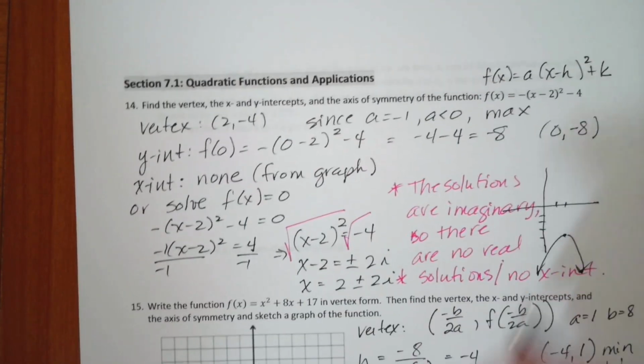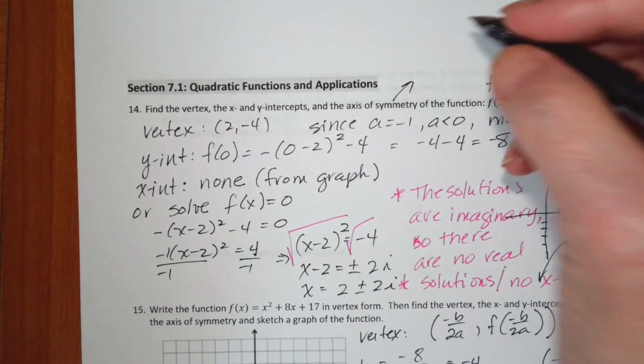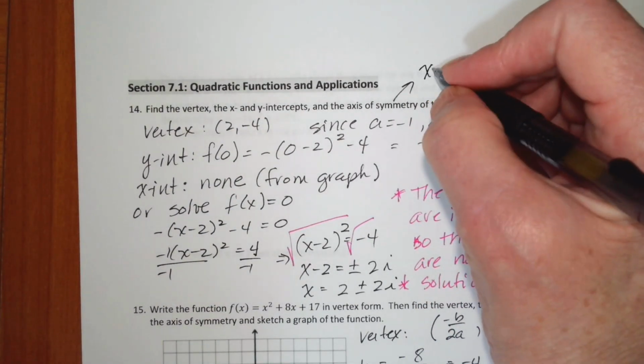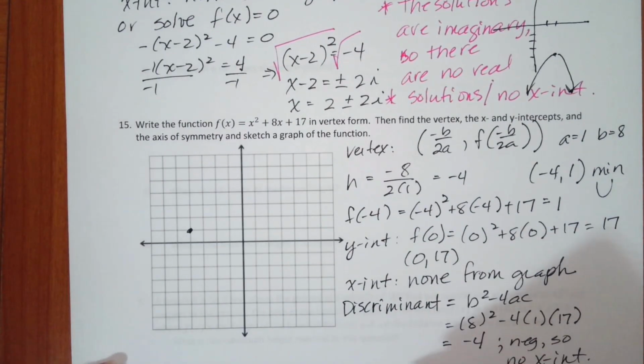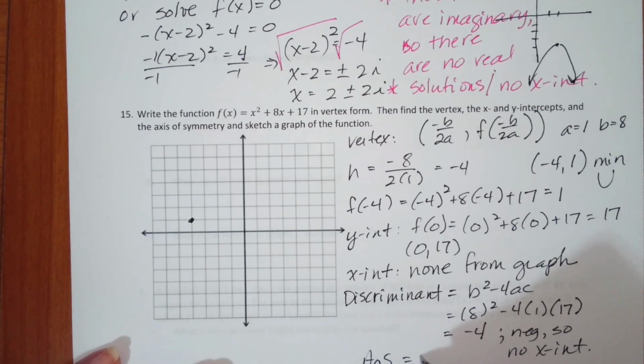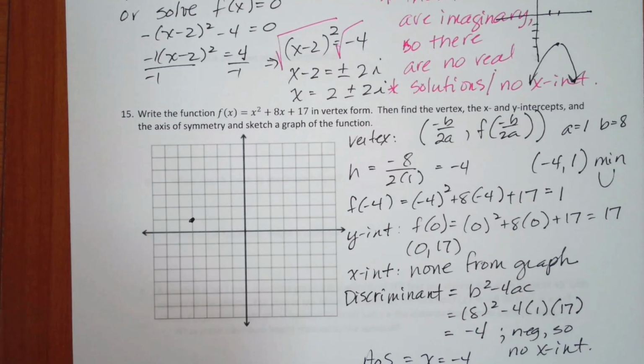Okay, and I forgot up here my axis of symmetry. I am so sorry. The axis of symmetry is the x-coordinate of the vertex. Find the vertex, the axis of symmetry. So the axis of symmetry is x equals negative 4.